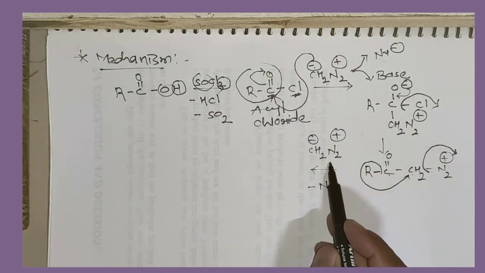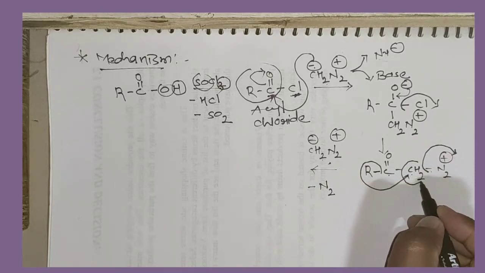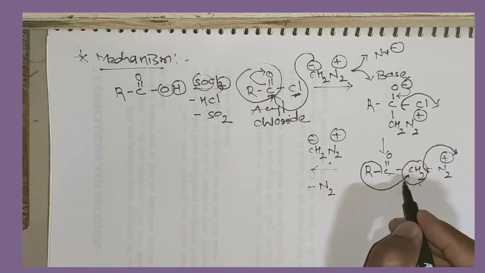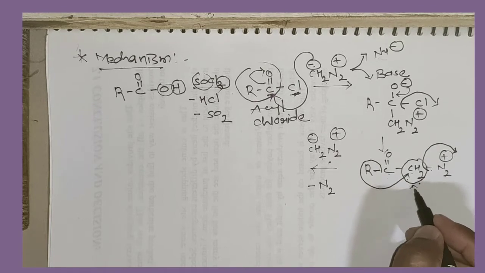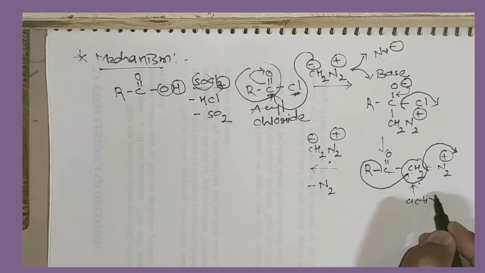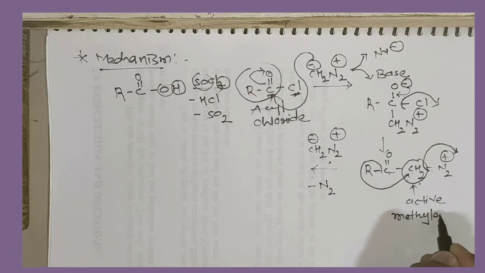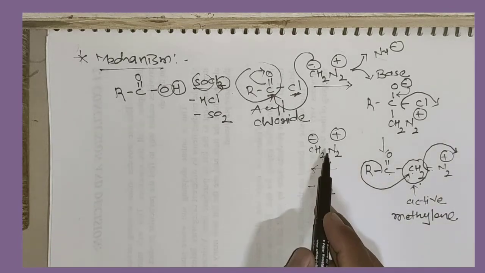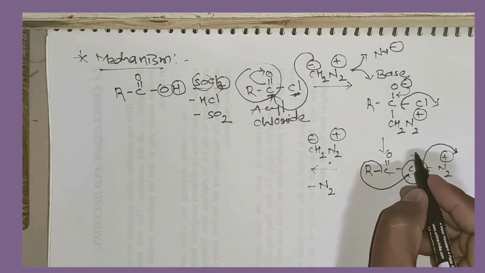What is the role of a base? To abstract the proton. So this CH2 is active. Why is it active? Because it contains the carbonyl group. The carbonyl group acts as an electron withdrawing group. That's why this CH2 acts as an active methylene group. So this diazomethane abstracts the proton from this carbon. If it releases the H plus, then it contains the negative charge.